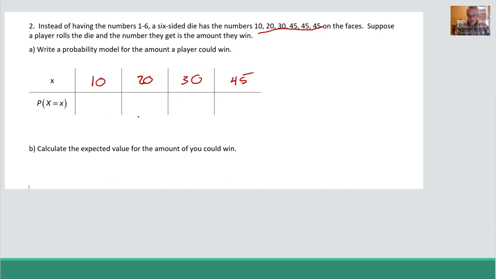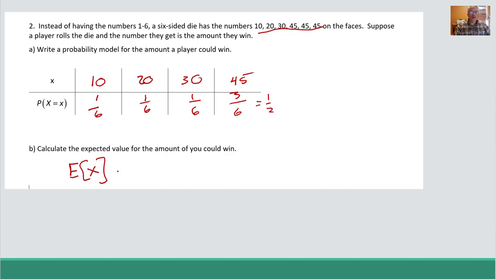And next we put their probabilities. Well, a die has 6 faces. One of them is a 10, so that's 1 out of 6. One of them is a 20. One of them is a 30. And 3 of them are 45, which of course equals a half. All right, so that's the probability model for this simple game. And now we want to compute how much we would expect to get on average. All right, so the expected value.